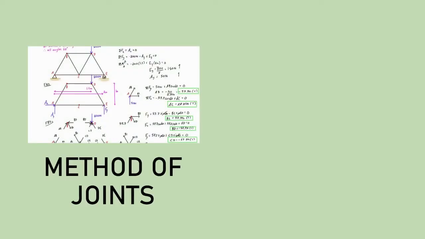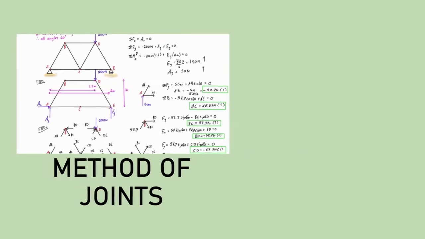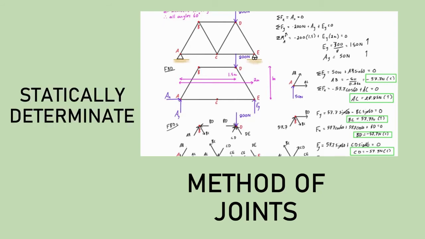When it comes to analyzing trusses, we use two effective methods, the method of joints and the method of sections. But just like what I've said earlier, we will only be tackling the method of joints. What do these methods analyze, you ask? Well, using basic equilibrium equations, they analyze if the trusses are statically determinate or not. To put it in simple words, it tests how stable the structure is.